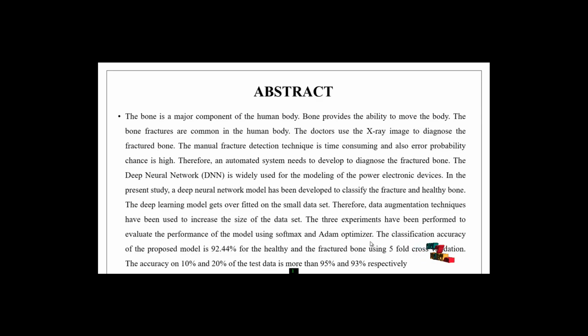The deep learning model gets overfitting on a small data set, so data augmentation techniques have been used to increase the size of the data set. Through experiments, we evaluated the performance analysis with softmax and the Adam optimization method. For the classification with the proposed algorithm, we get 92.44 percent accuracy for healthy bone and fractured bone. We checked with five-fold cross validation, with about 10 percent loss and more than 95 percent accuracy.